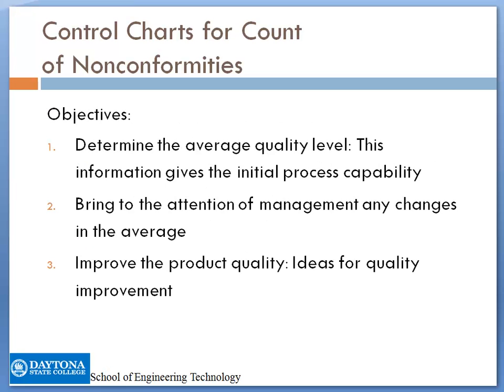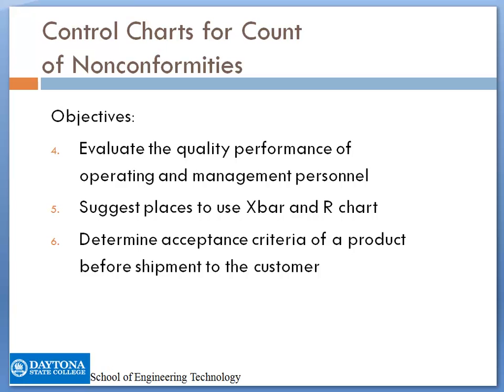The objective of this type of chart is to determine the average quality level, and this information gives the initial process capability. It also brings to the attention of management any change in the average, and helps improve the product quality. And this is to give more ideas for improvement. It evaluates the quality performance of the operating and management personnel.